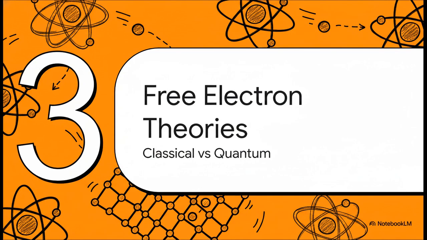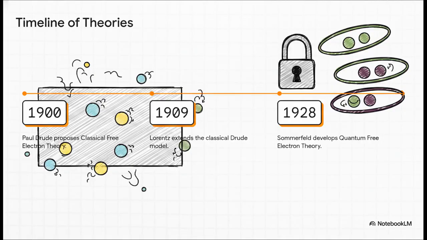Which brings us to Section 3, the free electron theories. To solve these glaring limitations, early physicists realized they had to completely rethink things. They had to zoom all the way out of our macroscopic world and dive straight into the atomic level. Let's look at the timeline to see how this built up.